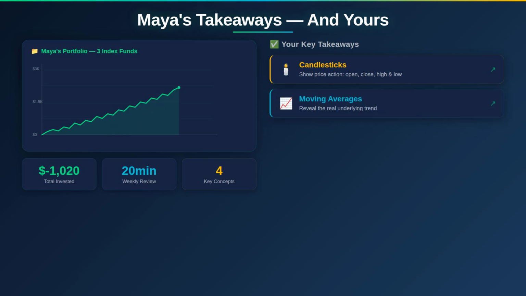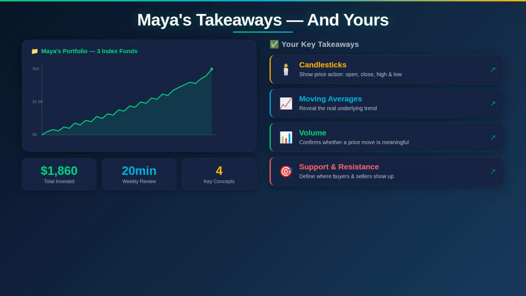Maya went from closing her brokerage app out of fear to spending 20 minutes each week reviewing charts on her watch list. She hasn't become a day trader. That's not the goal. She's a long-term investor who now understands what she's looking at. Today, she has $3,000 invested across 3 index funds, and she checks in on them calmly, using exactly the 4 concepts we covered today.